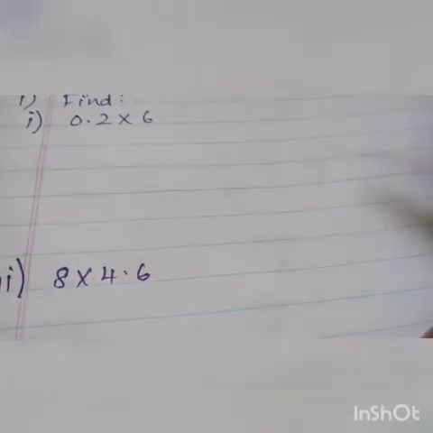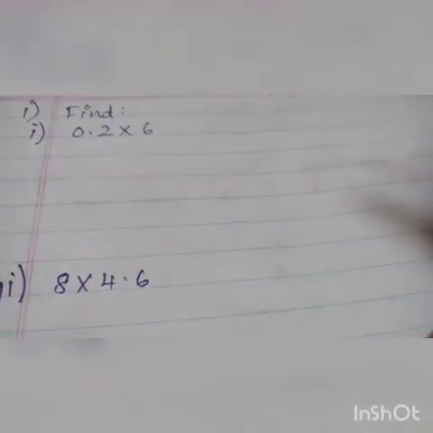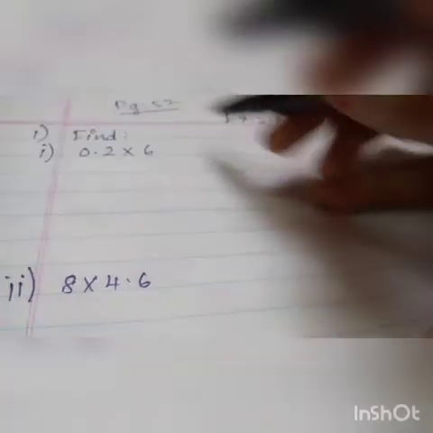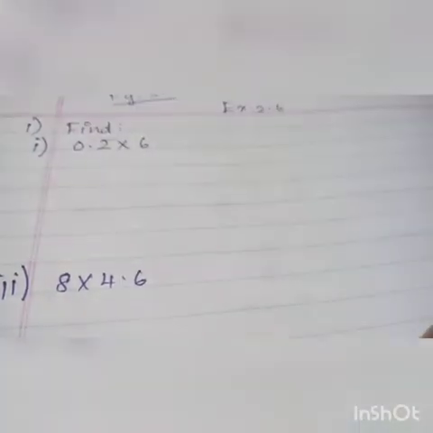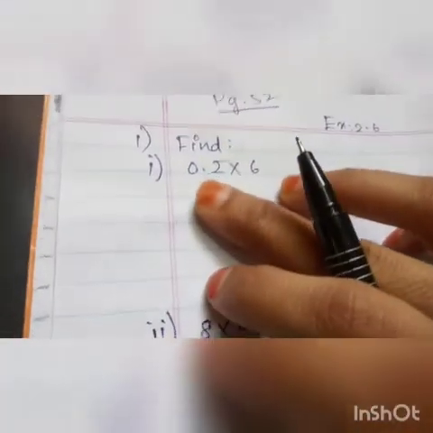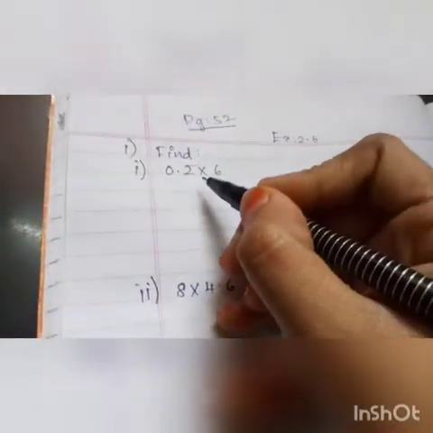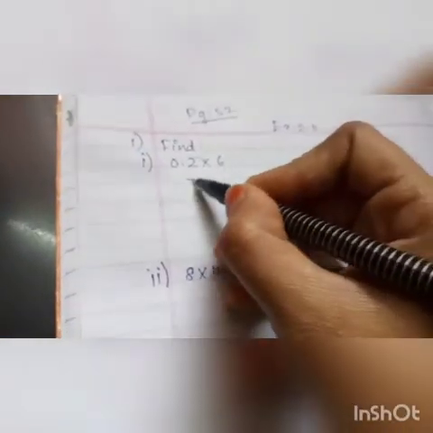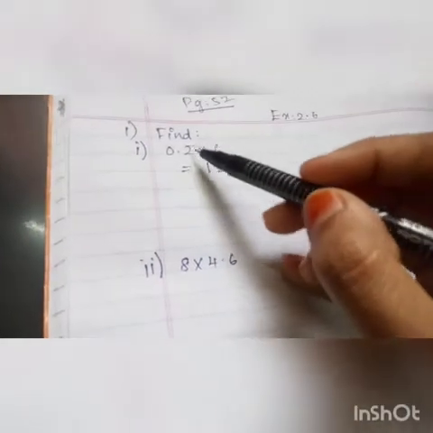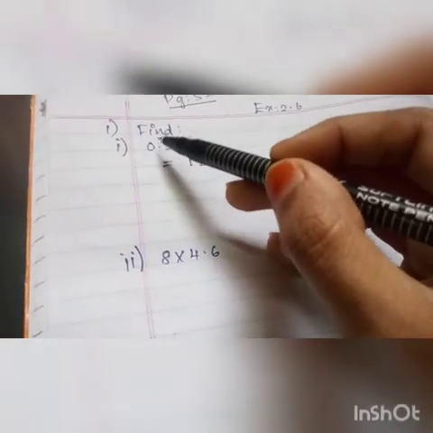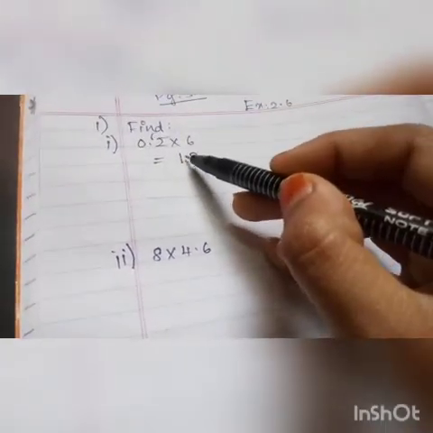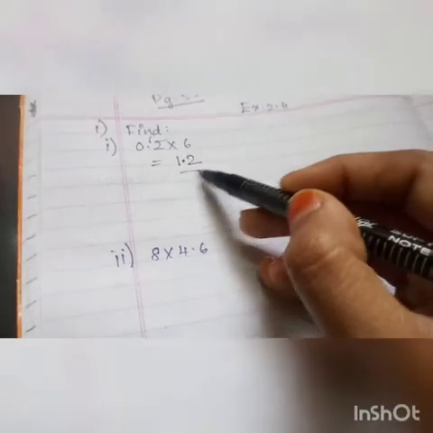What I told you before, when multiplying a decimal number, don't consider the decimal point. So 2 into 6, right? Because 0.2 is only 2 in meaning. 2 into 6, 12. After how many digits is the decimal point? After 1 digit. So after 1 digit you can keep a decimal point. So 1.2 is your answer.